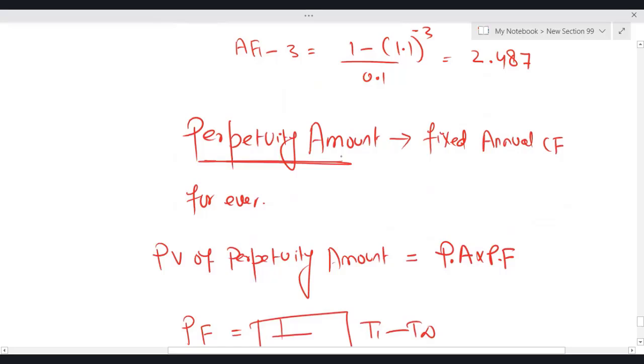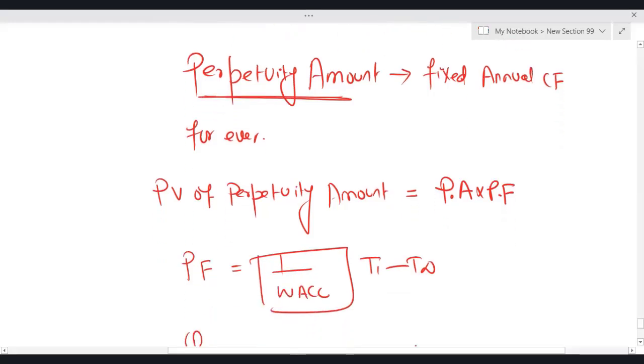Perpetuity amount means fixed annual cash flows forever. That is the perpetuity amount. In case of a perpetuity amount, how do we calculate the present value? The present value of the perpetuity amount is equal to perpetuity amount into perpetuity factor.